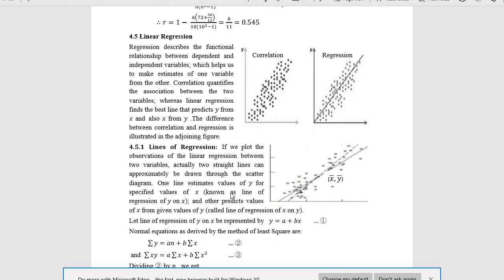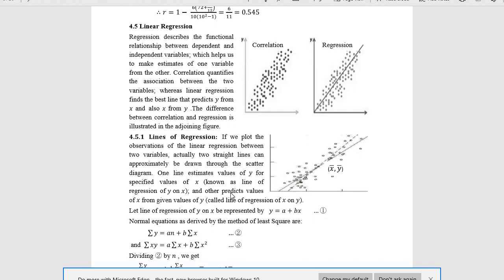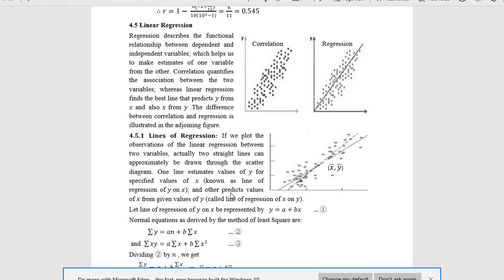The next concept is regression. There is a slight deviation between correlation and regression. Regression describes the functional relationship. We only have to calculate the relation between two variables; how they are varying, why they are varying, we least bother about it. In correlation, we consider how they are varying, whether positively, negatively, in an upward or downward direction, depending on the correlation coefficient.